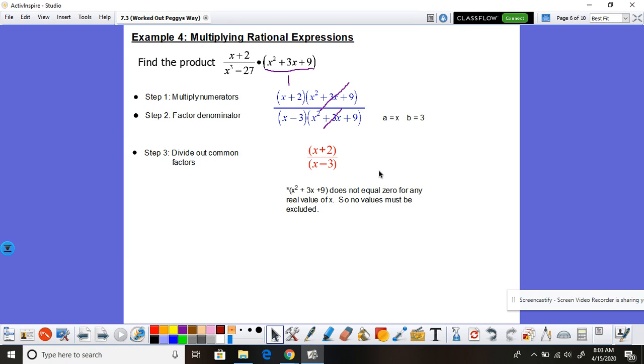And in the real world, not in big ideas world, but in the real world, I'd say x cannot equal 3. And notice that x squared plus 3x plus 9, there are no real numbers that make that 0, so you don't have to worry about that. But big idea, since this x minus 3 is in our denominator, our final answer, you don't have to put this, but only in big ideas, it is still a thing. All right, we will stop there.